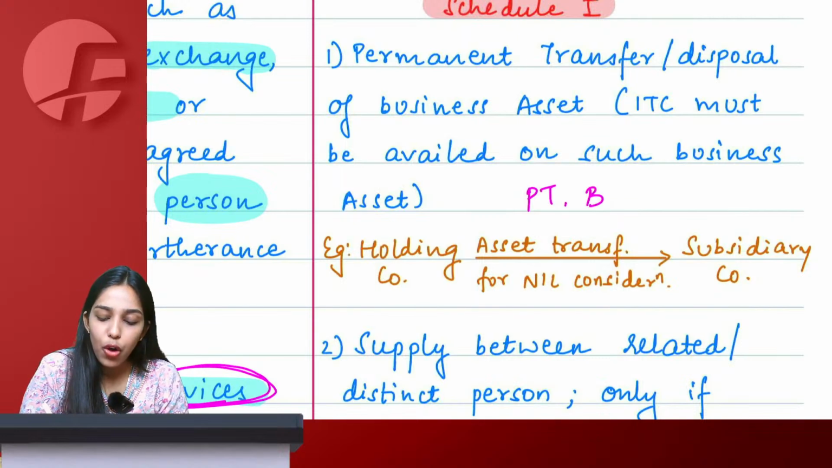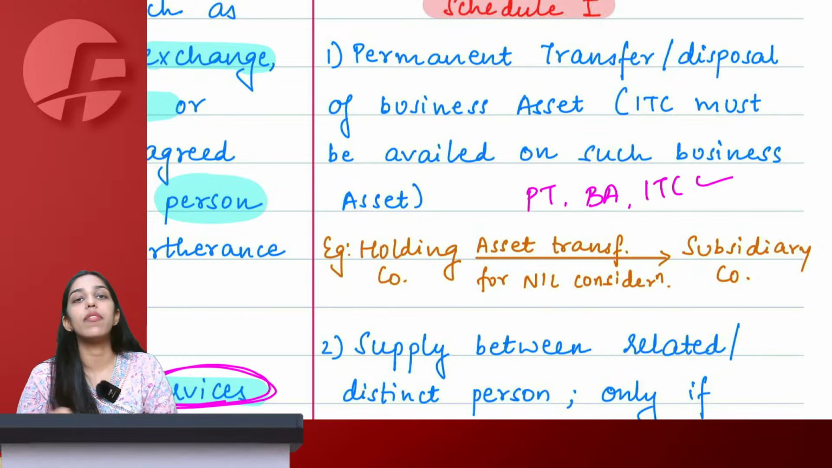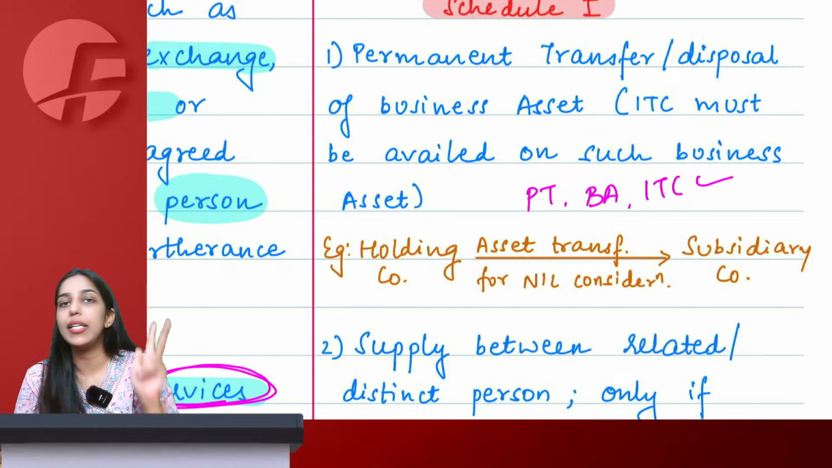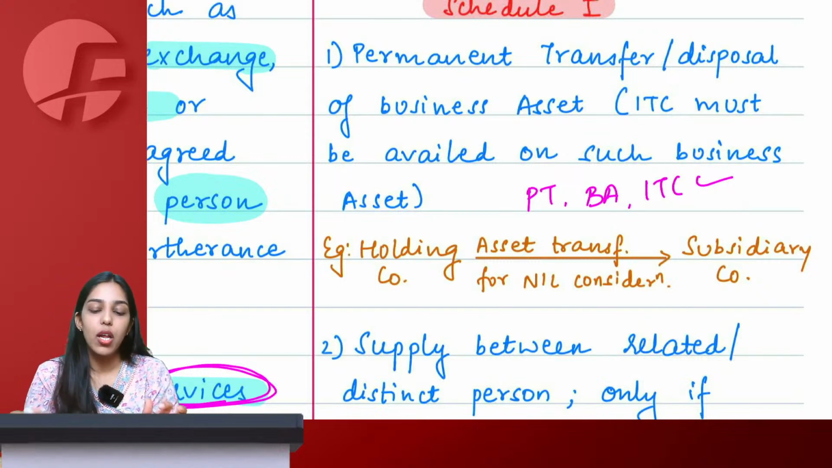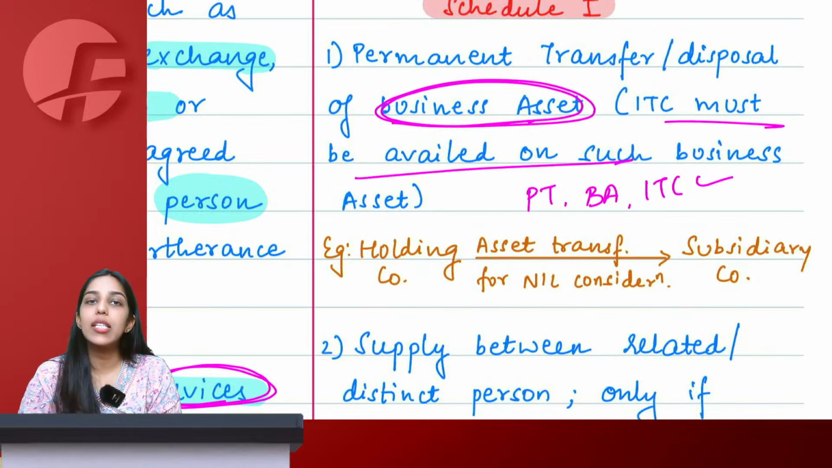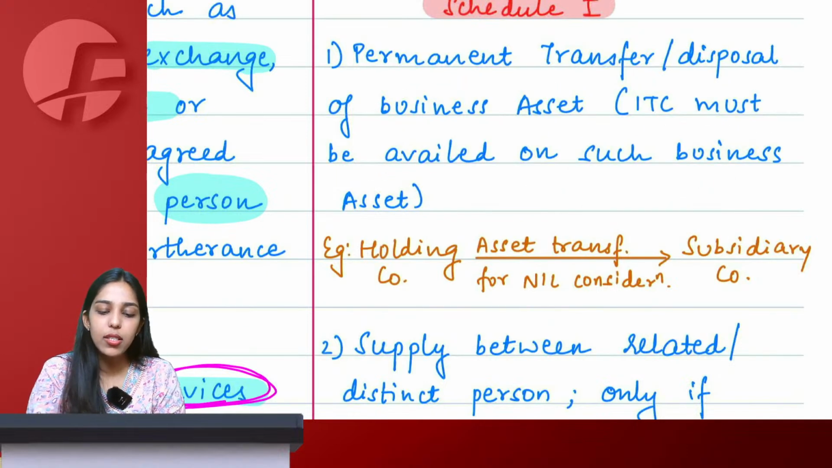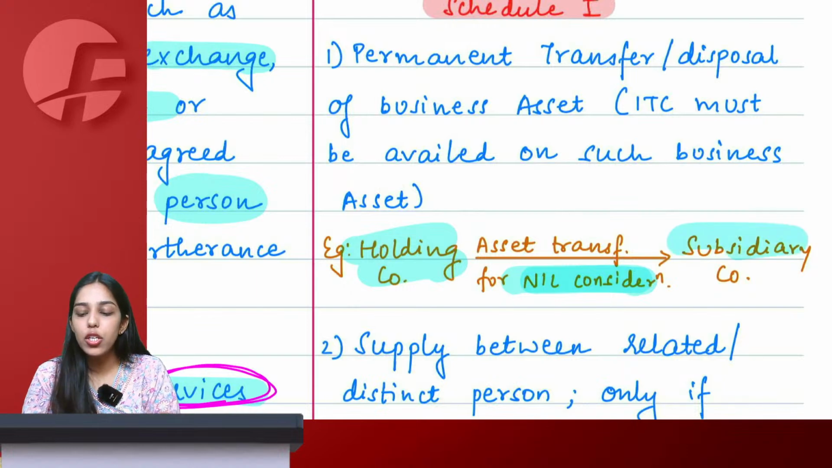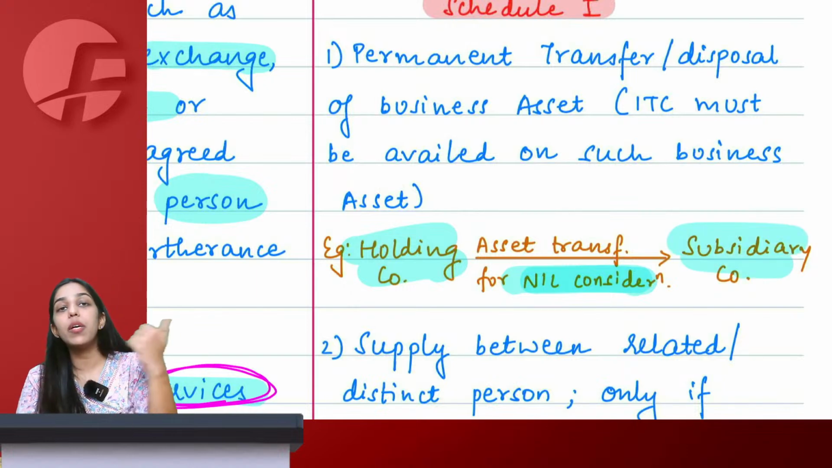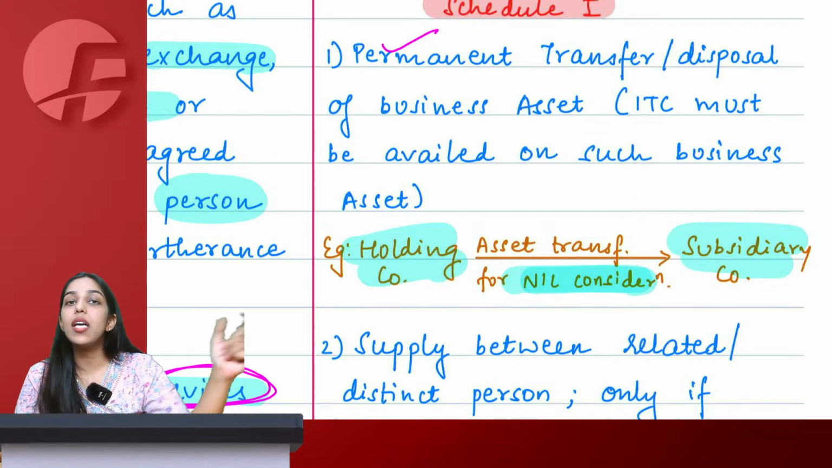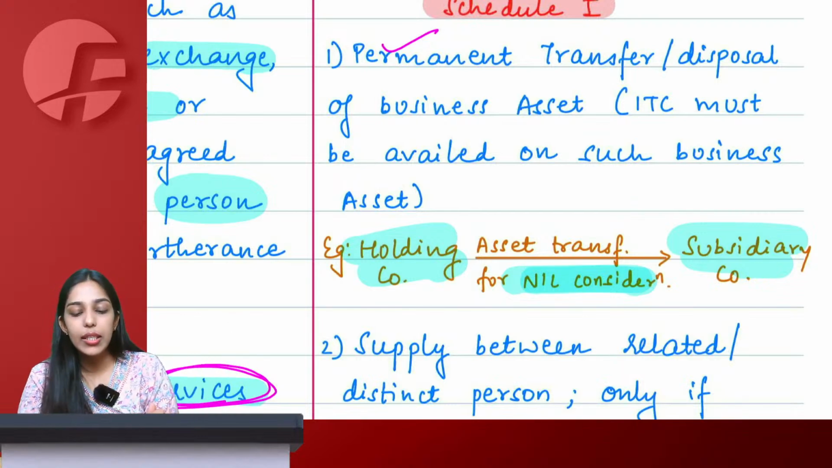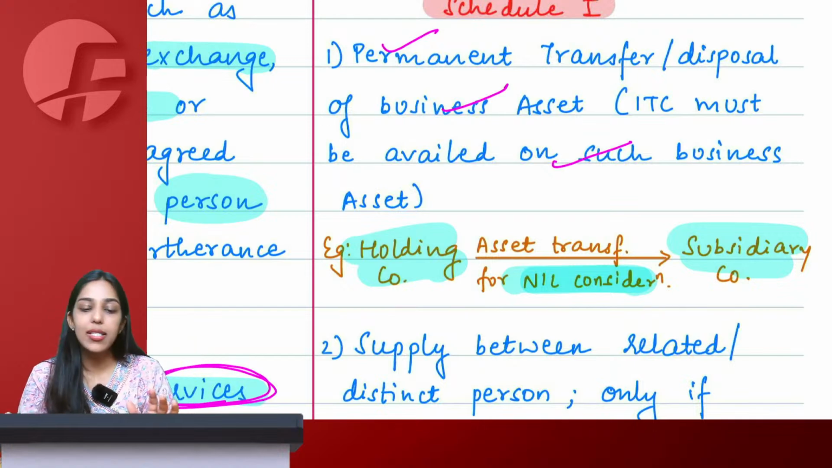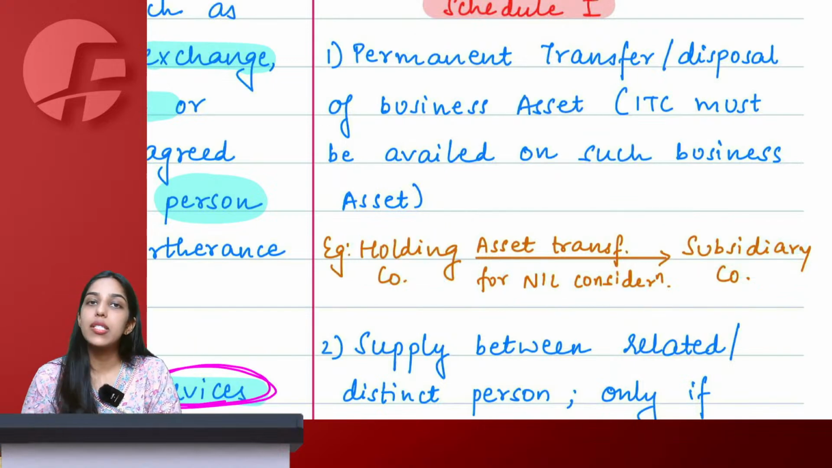permanent transfer of business asset on which ITC is availed. You have to fulfill all of the three conditions: permanent transfer, business asset, ITC availed. Permanent transfer or disposal of business asset on which ITC is availed. We will take some examples. So let's say there's this holding company transferring the business assets for nil consideration, free of cost, to a subsidiary company. See, is this transfer permanent? The answer is yes. Was ITC availed on these assets when the holding company purchased them? Yes. And are these assets that are being transferred business assets? The answer is yes, and therefore we consider it as a supply even if it is done without consideration.